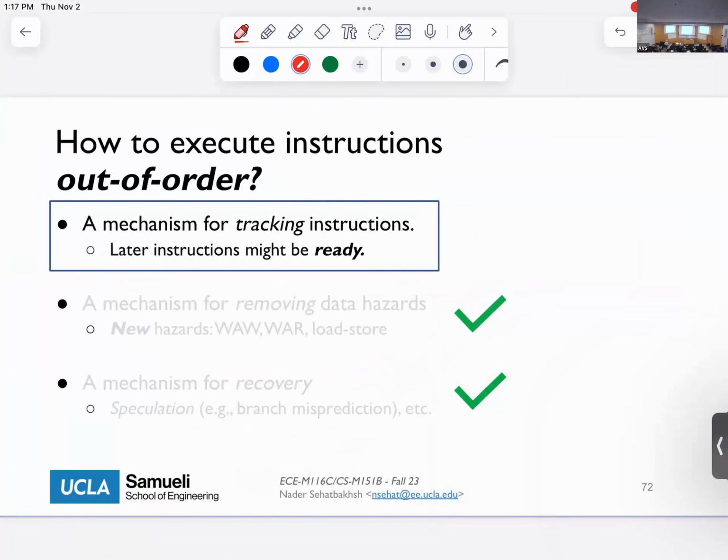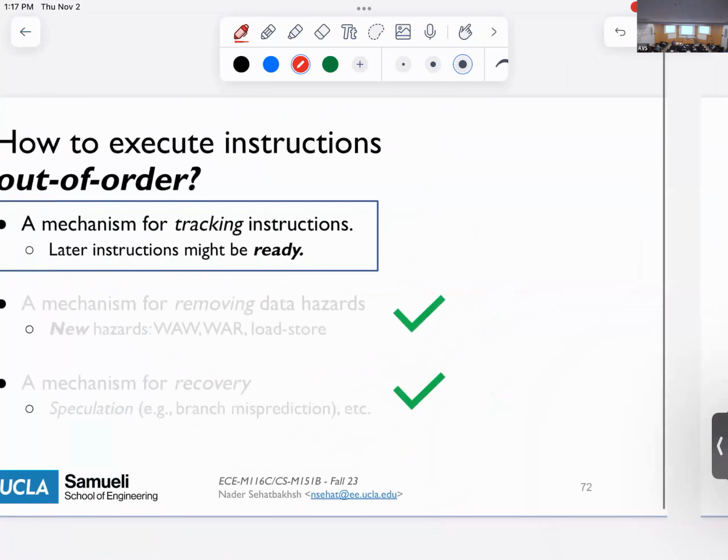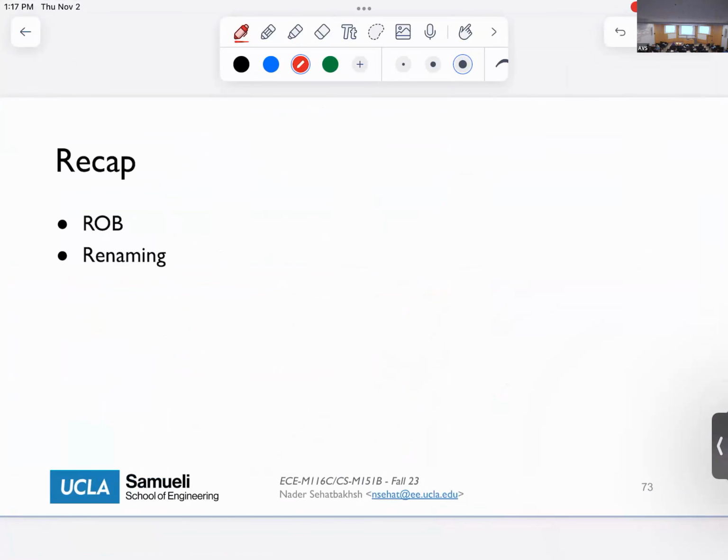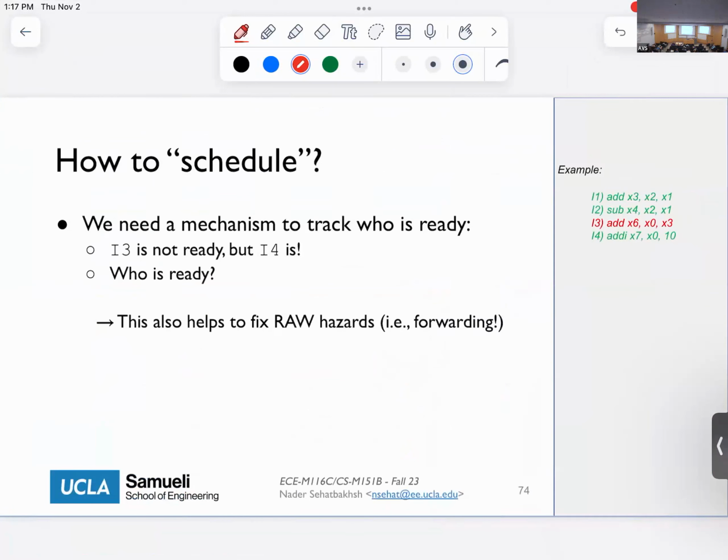Okay, so let's see how we actually execute things. As I said, this is going to connect all of these things that we learned together. And then I'm going to give you a big example of when we have all of these things at the same time and how we actually execute the instructions. Okay. So, recap, we had the ROB and renaming logic. Let's see how we actually schedule.